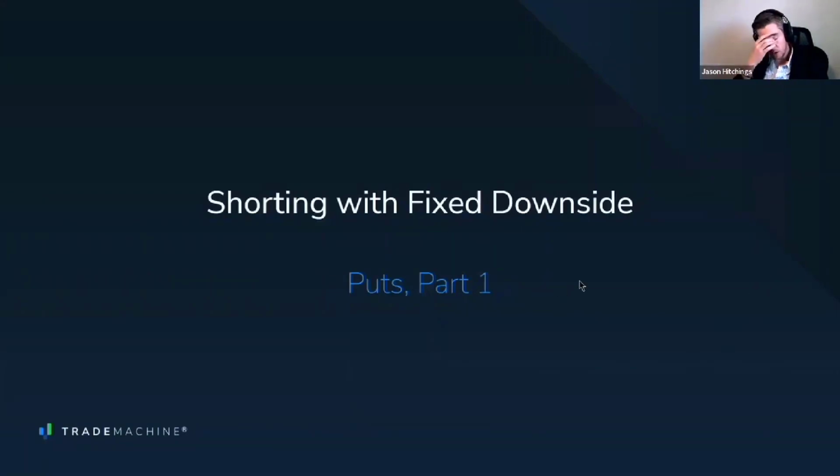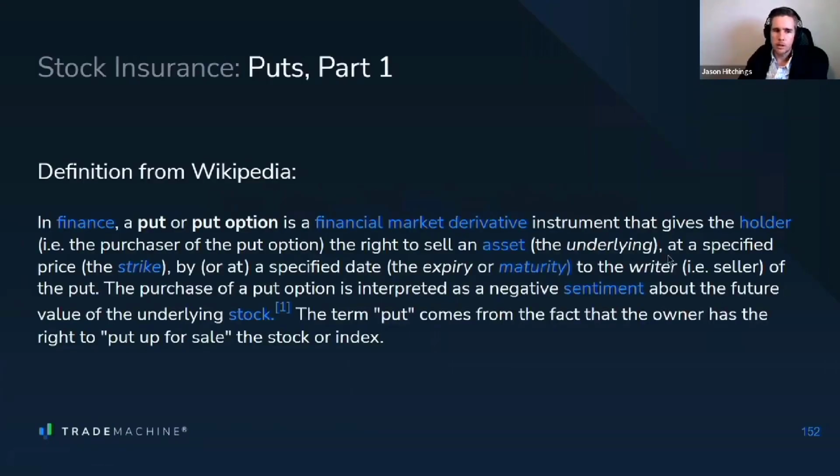Okay, so we're going to talk about 3 different scenarios with puts. The first thing we're going to talk about is shorting, but with a fixed downside. So, the definition of a put. Here's the kind of boring financial definition. It says a put option is a derivative that gives the holder the right to sell an asset at a specified price for a specified amount of time.